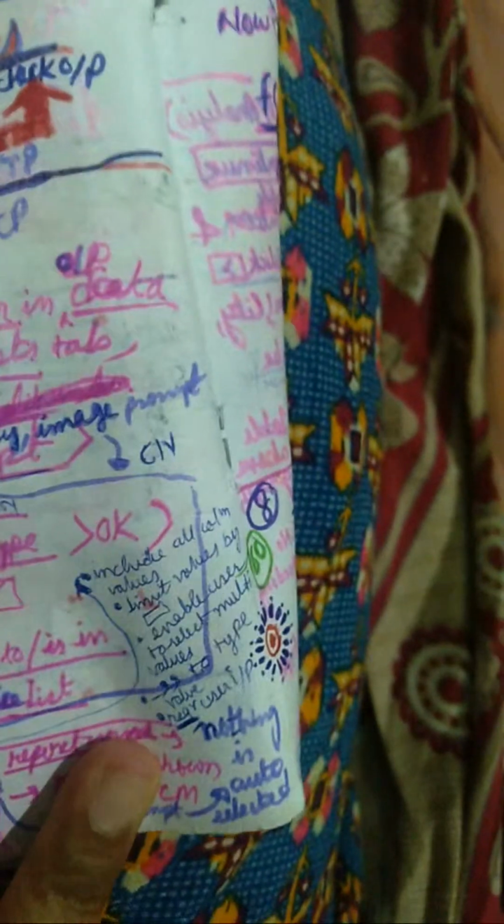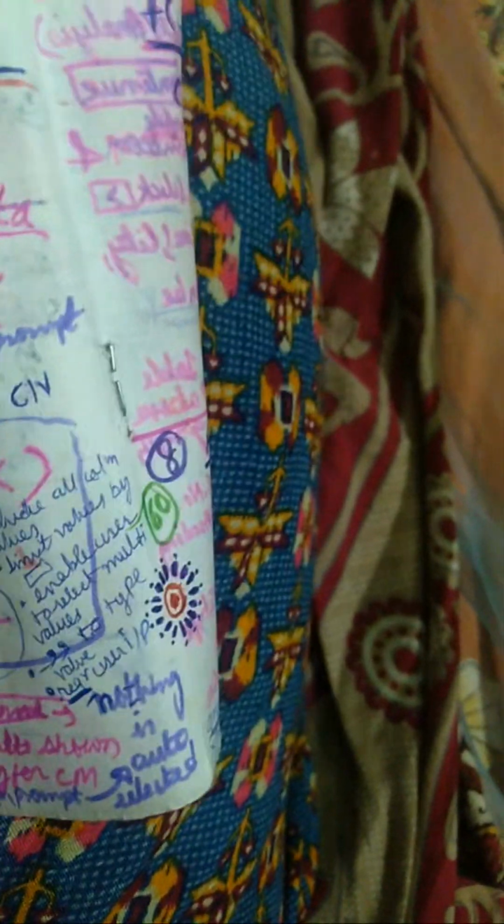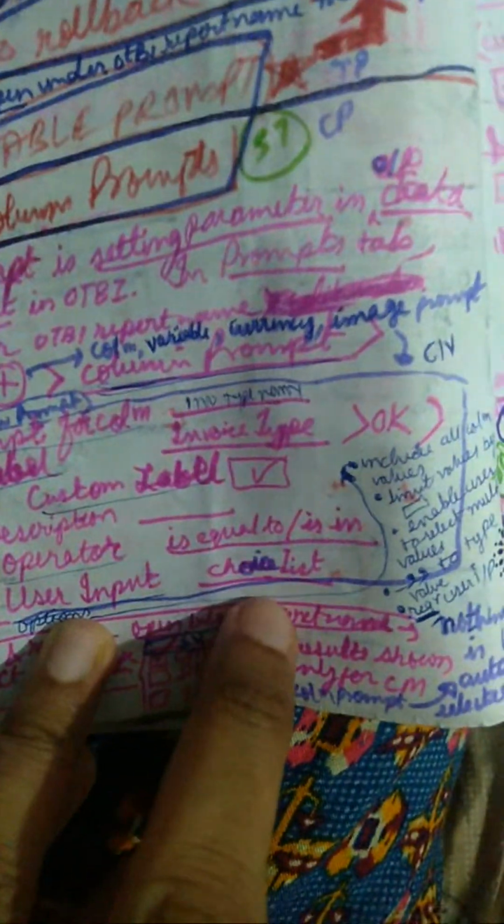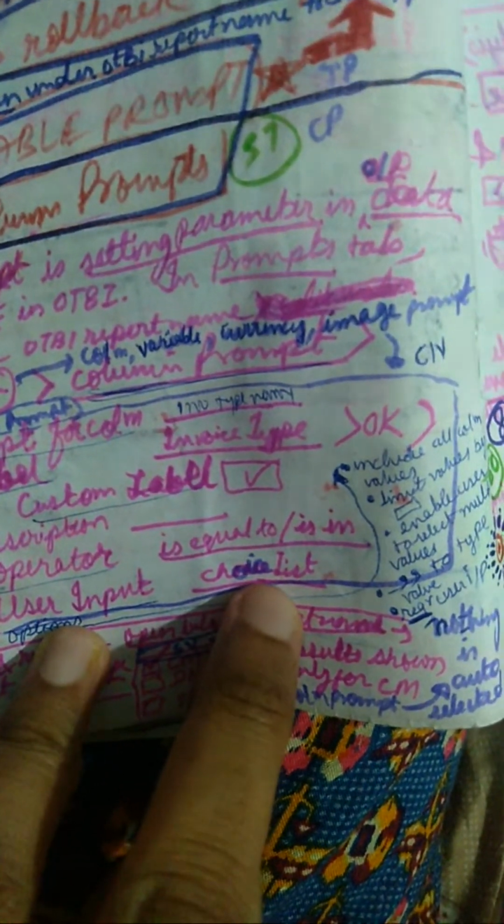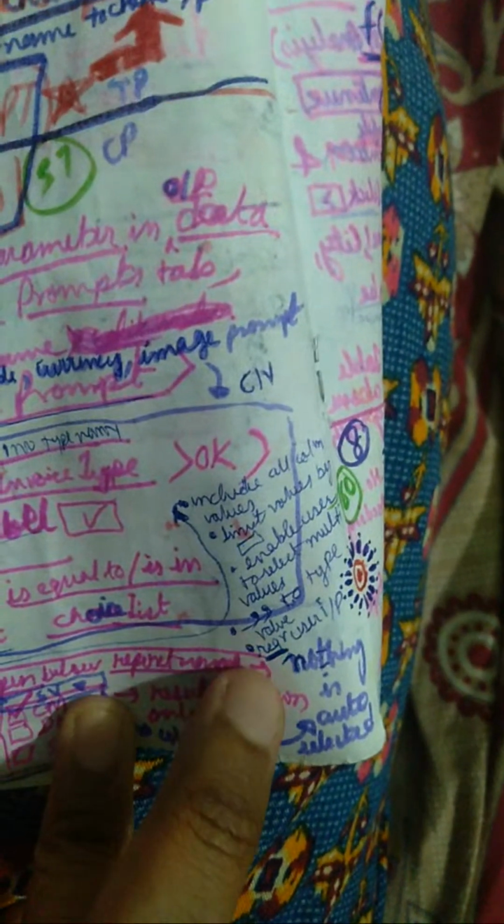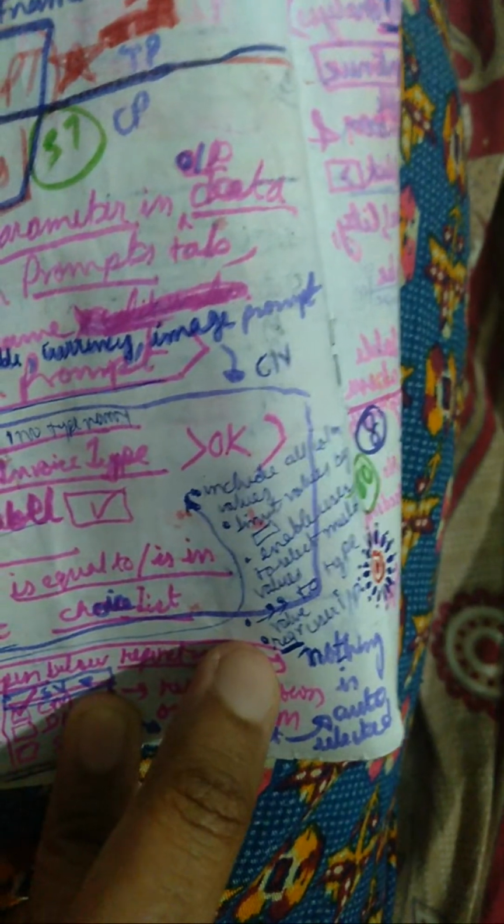So here, the last is user input, we have checked here as choice list. So the last checkbox here is require user input. That means that we are making the user input mandatory. These were the few things which were missed in the last video.